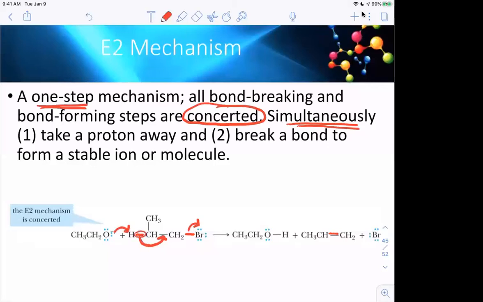and I break the bond to the bromine, and I take these electrons and form the double bond. So I end up with the conjugate acid of the base, the alkene, and the leaving group ion. So concerted, I have simultaneous reaction here.